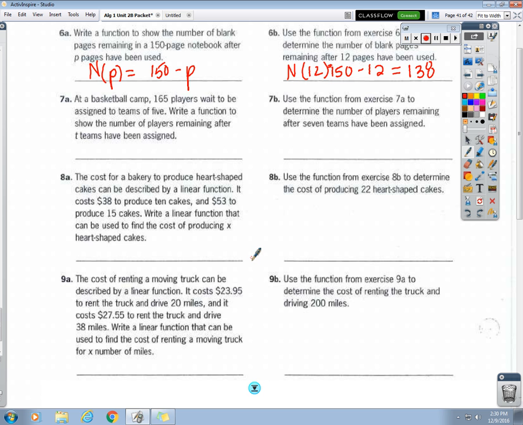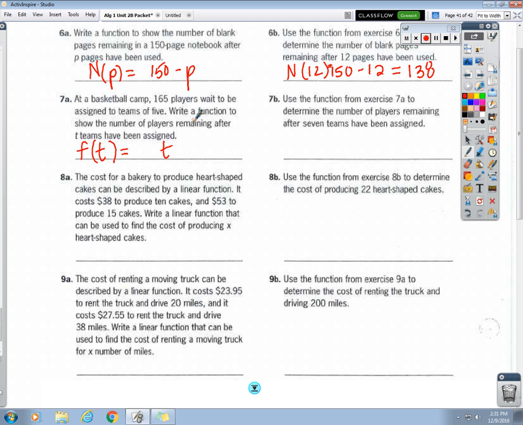Alright, 7A. At a basketball camp, 165 players wait to be assigned to teams of 5. Write a function to show the number of players remaining after T teams have been assigned. What variable did they tell you to use? T for teams. So that means T is going to also be somewhere over here. What letter do you want to use to represent the scenario? F? Okay.